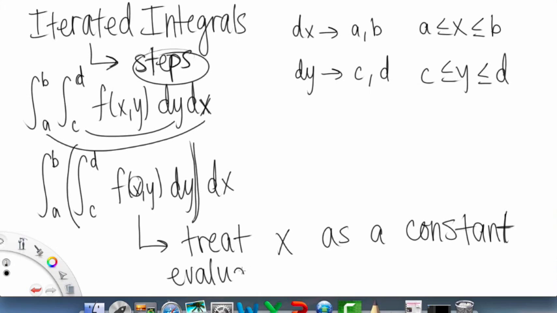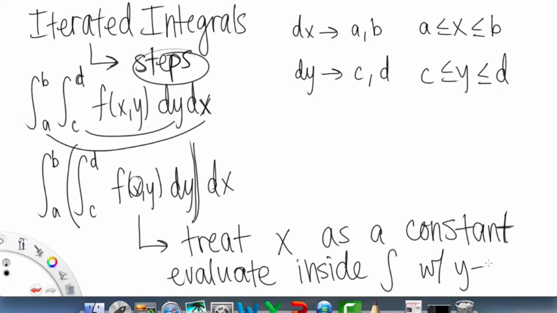Evaluate inside integral with your given y interval. So this is ranging from y equals c to y equals d. Okay, so this is your first step.